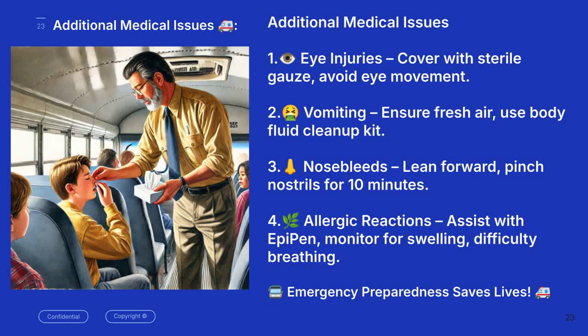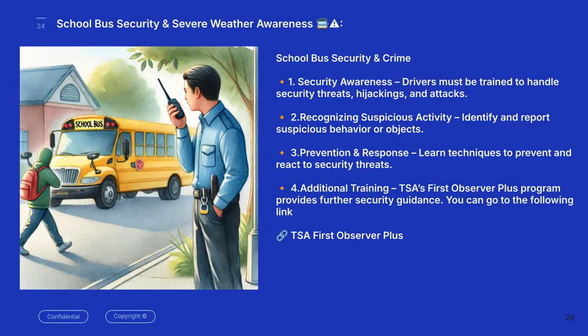Emergency preparedness saves lives. School bus security and severe weather awareness. Ensuring school bus security requires awareness, preparation, and proper training. 1. Security awareness. Drivers must be trained to handle security threats, hijackings, and attacks. 2. Recognizing suspicious activity. Identify and report any unusual behavior or objects. 3. Prevention and response. Learn techniques to prevent and react to security threats.